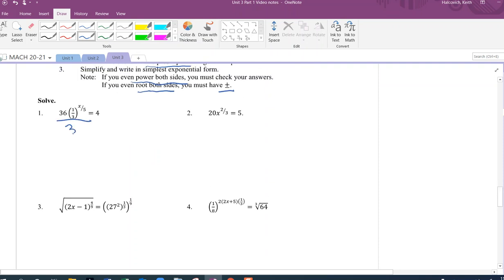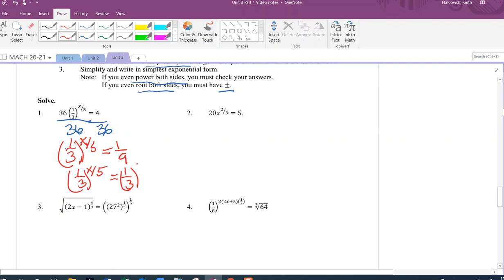Number 1, divide by 36. So you get 1/3 to the x over 5 equals 1/9. So 1/3 to the x over 5 equals 1/3 squared. So then x over 5 equals 2, and x equals 10.